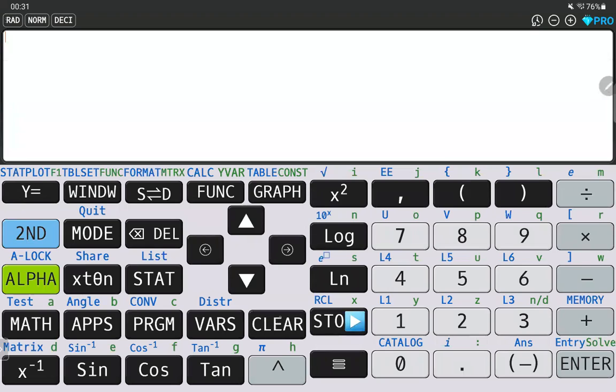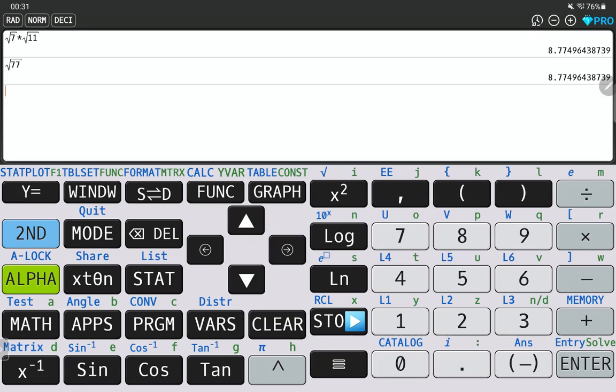So if we clear this, we would take the square root of 7. Actually, let's do it this way. Let's do the square root of 7. Oh, what happened there? I don't know. Second square root of 7 times the second square root of 11. And you get that answer. Now, if we do the second square root of 77, you'll see that they are identical.